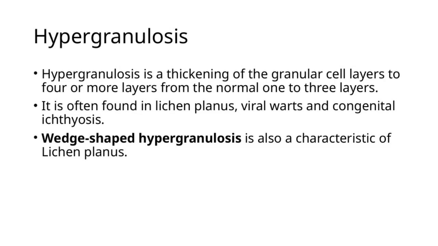Hypergranulosis is characterized by a thickening of the granular cell layers in the skin. Normally, we see 1 to 3 layers of these granular cells, but in this condition, it expands to 4 or more layers. This change is significant because it reflects an abnormal response or adaptation within the skin tissue. You'll often find hypergranulosis in conditions like lichen planus, viral warts, and even congenital ichthyosis. These are quite different conditions, but they all share this particular histological feature.